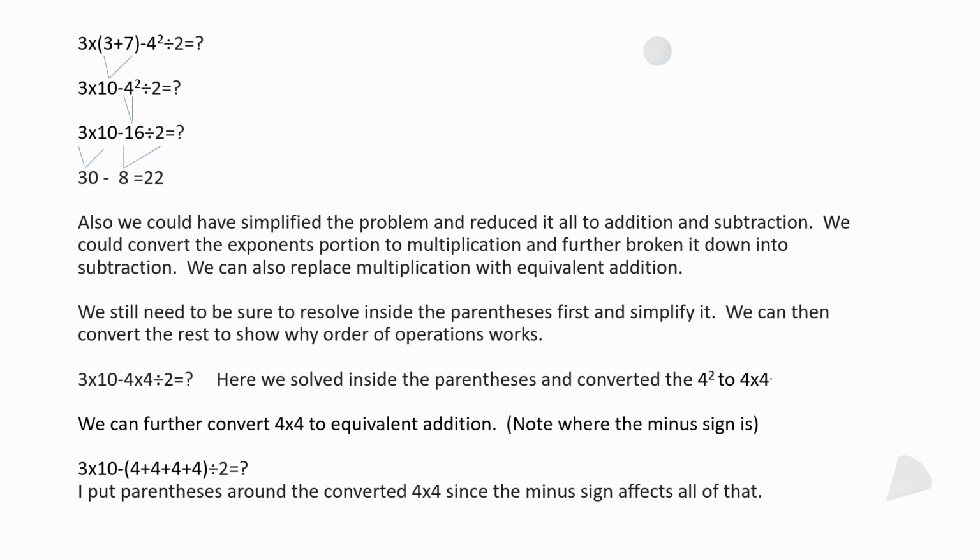3 plus 7 is 10, right? So we could have 3 times 10 minus 4 times 4 divided by 2. So at this point, we've resolved the parentheses. Here we solved inside the parentheses and converted the 4 to the second power to 4 times 4. And then we can further convert that 4 times 4 to equivalent addition, just like I mentioned before.